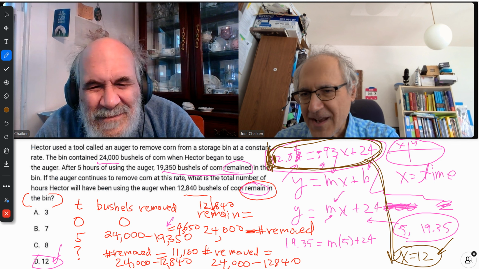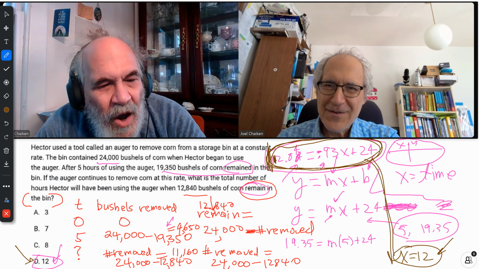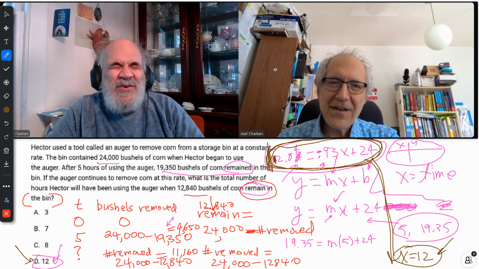I did. No, I circled the answer. I circled D. Oh, you circled it. I'm sorry.